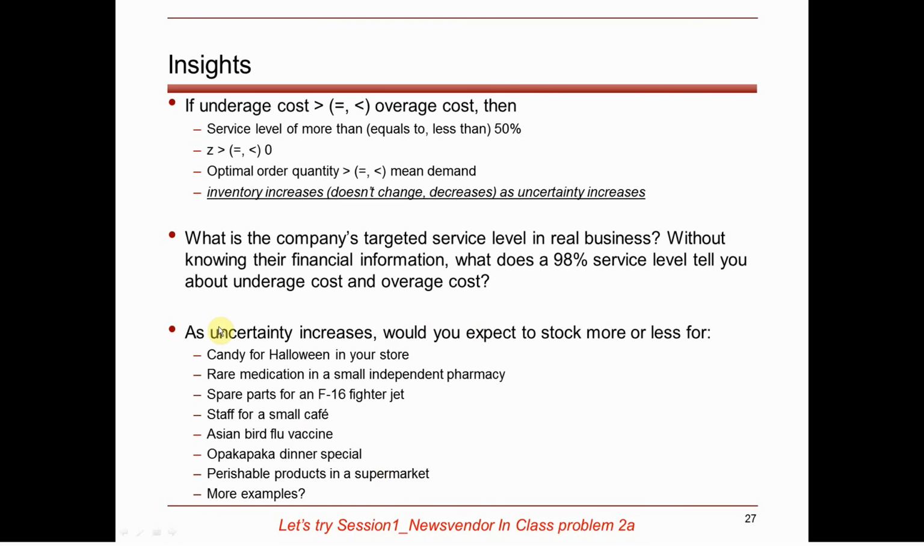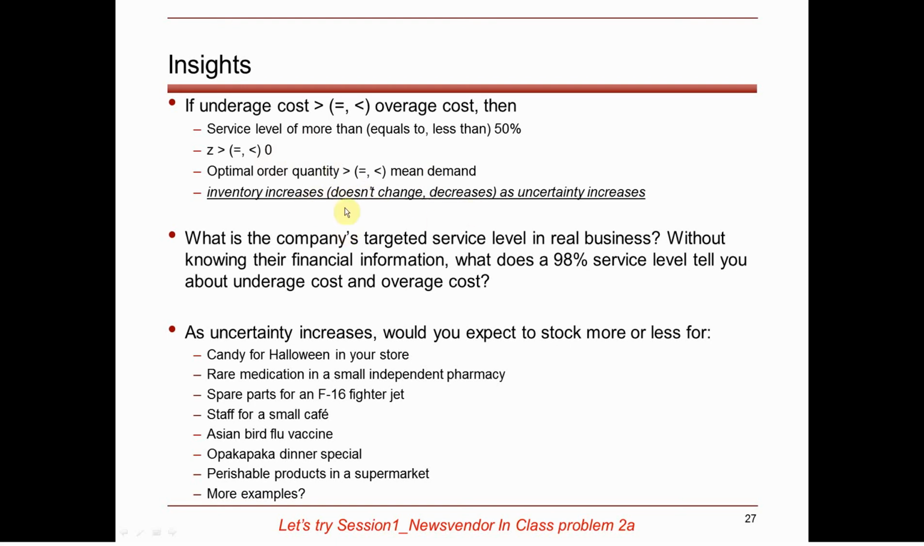So the insight here is that if your underage is greater than the overage, then think about your service level being greater than 50%. If it's less than the overage, then it's going to be less than 50%, which implies that the safety factor, Z, or the loading factor, is going to be either greater than 0 or less than 0. It means keep more or keep fewer than the average amount, the expected demand. And the optimal order quantity is going to be greater than the mean demand or less than the mean demand.